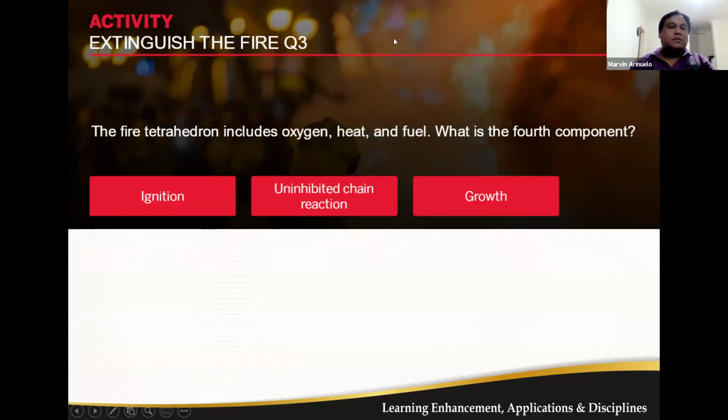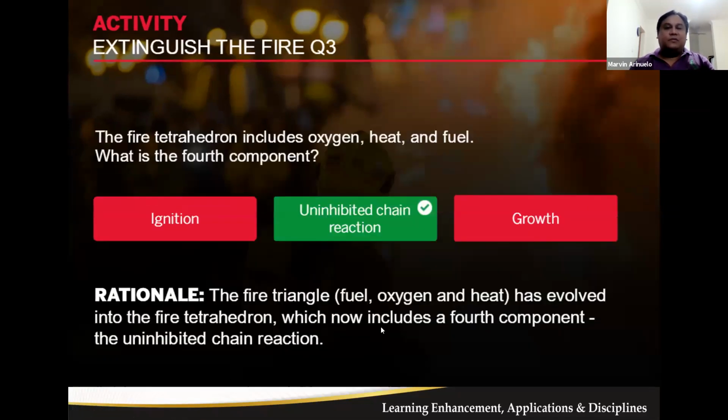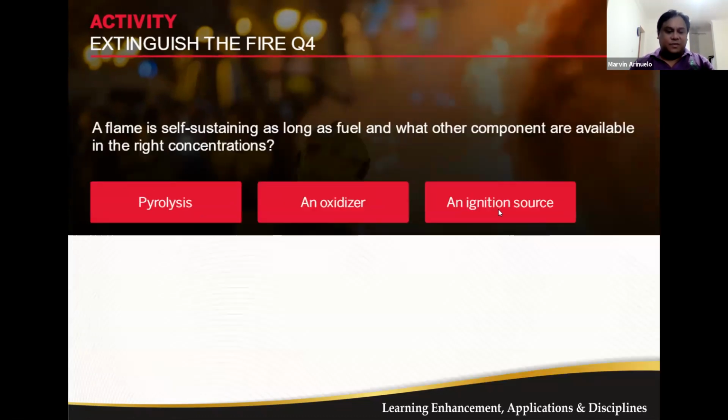Another question. The fire tetrahedron includes oxygen, heat, and fuel. What is the fourth component? Okay, the fourth component is B, uninhibited chain reaction. The fire triangle evolved into the fire tetrahedron, which now includes a fourth component, the uninhibited chain reaction.